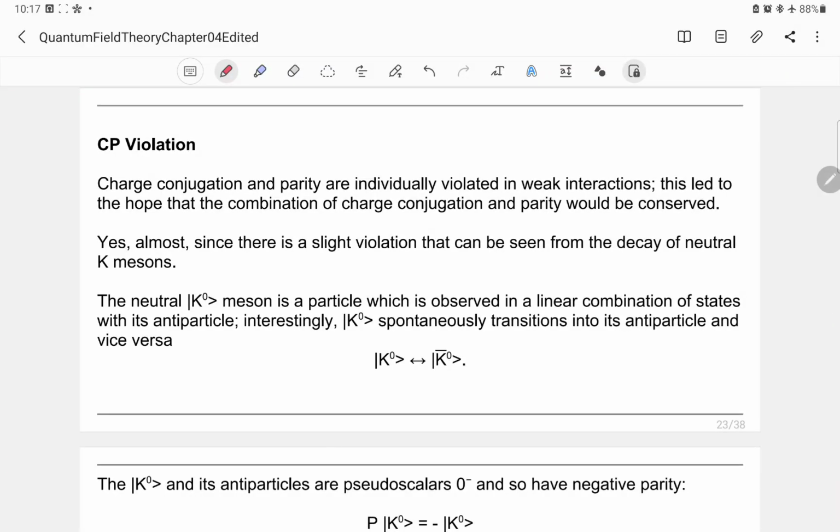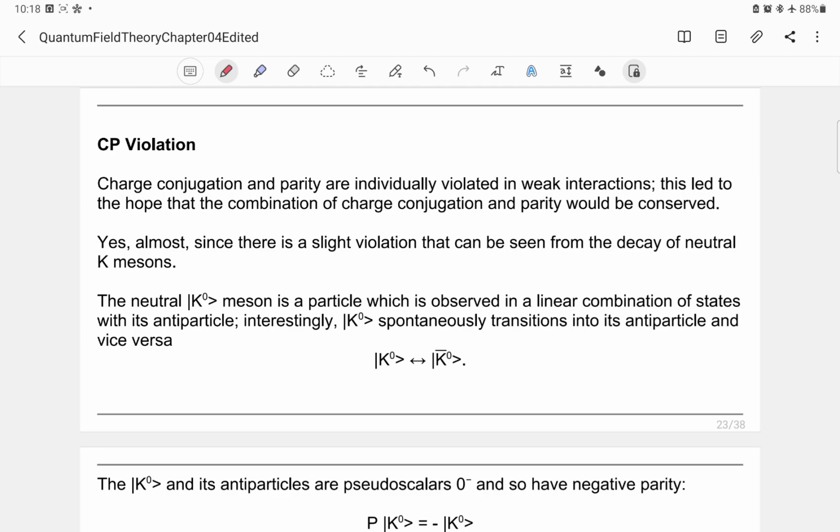Now let's talk about CP violation. This is the product of charge conjugation and parity. Charge conjugation and parity are each violated in weak interactions, and this led to the hope that the combination of charge conjugation and parity would be conserved in weak interactions. And the answer is yes, almost.